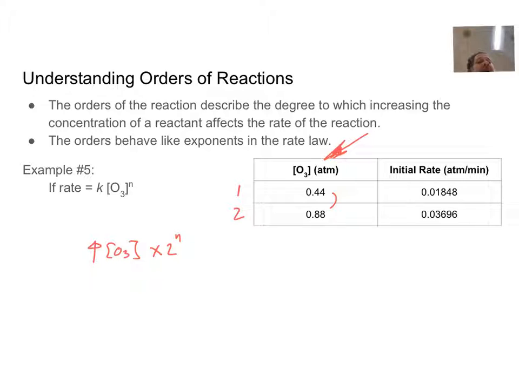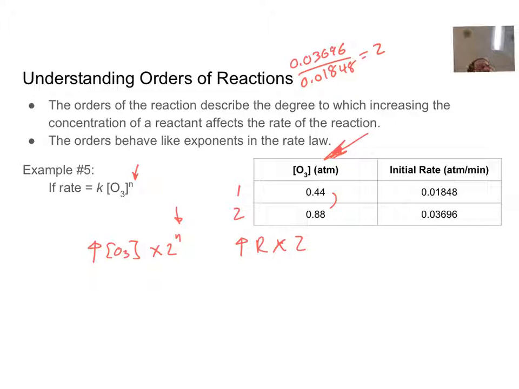Now I'm going to put the coefficient of n up on top, because we're going to try to figure out what that is in a second. Next, we have to pay attention to what's happening to the rate of the reaction going from trial 1 to trial 2. It looks like the rate has increased, but we need to figure out how much. So I'm going to take 0.03696 and divide it by 0.01848, and I get a value of 2. So the rate also doubled, or increased by the same value.